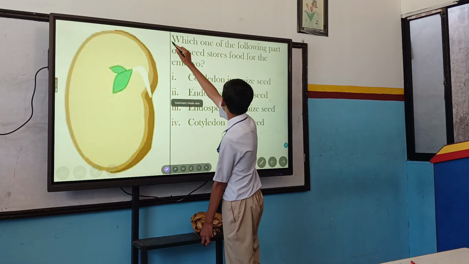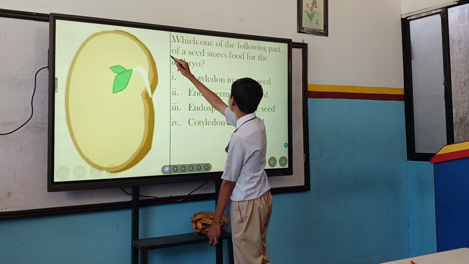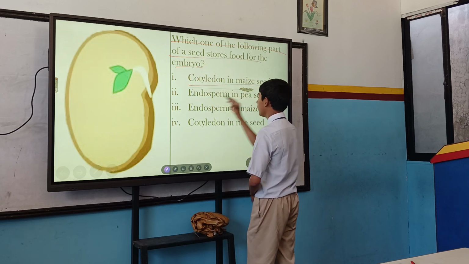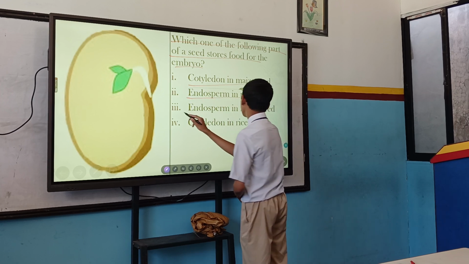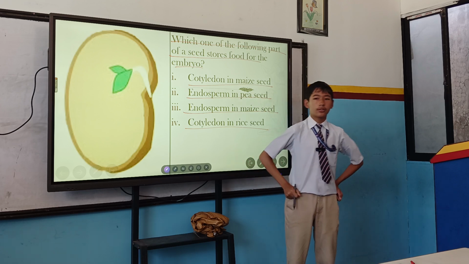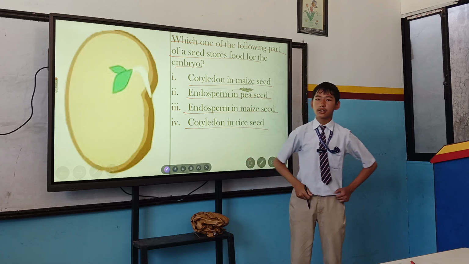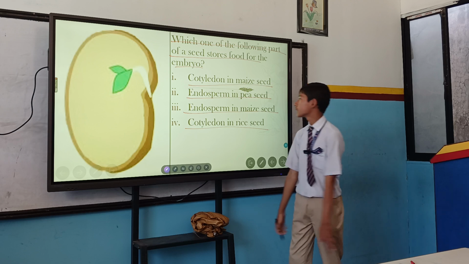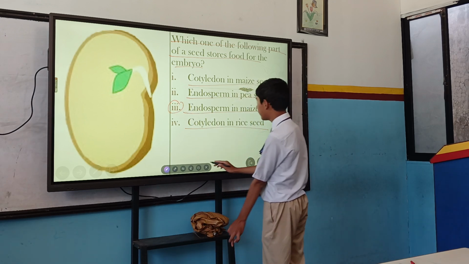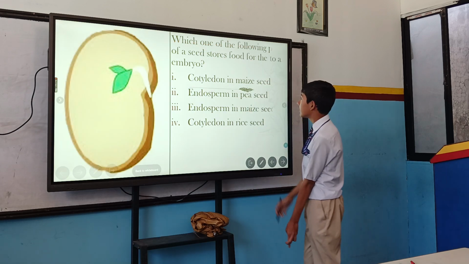The next question is, which one of the following parts of a seed stores food for the embryo? It's given: cotyledon in maize seed, endosperm in pea seed, endosperm in maize seed, and cotyledon in rice seed. So, which of the options do you think might be suitable? Yes, the correct answer is endosperm in maize seed.